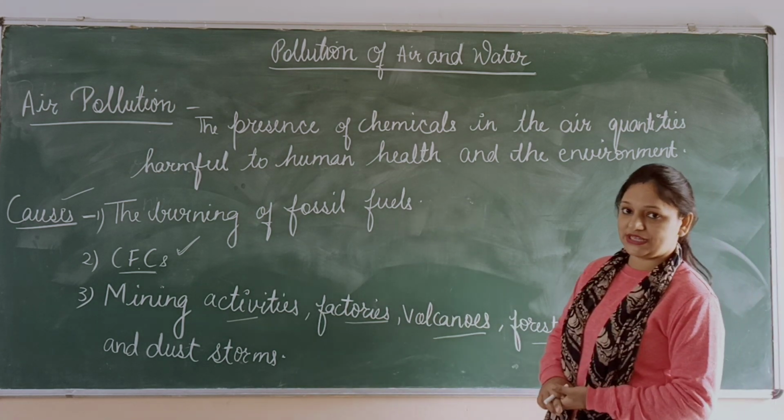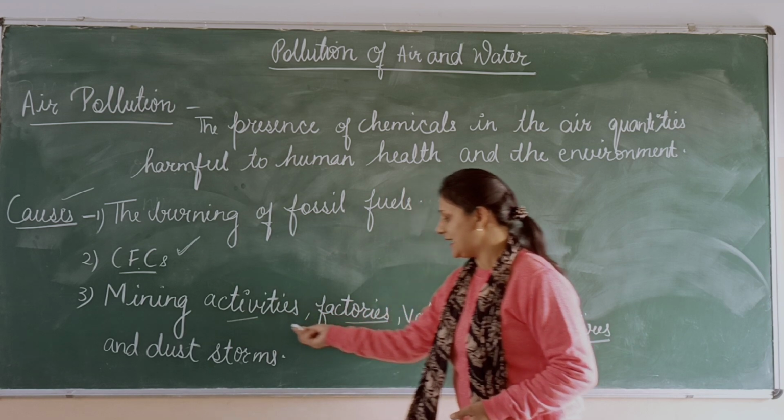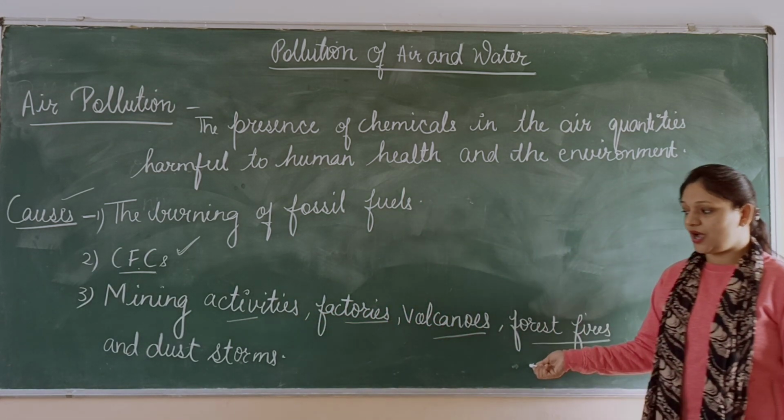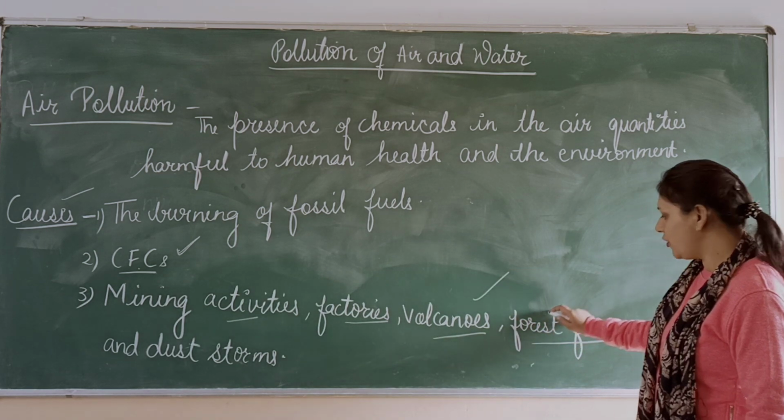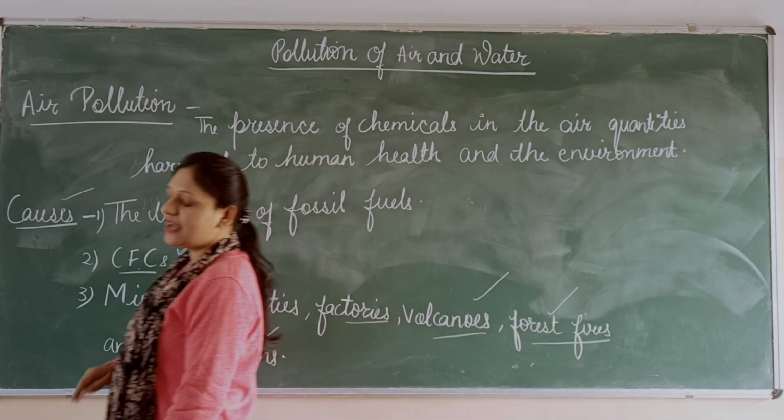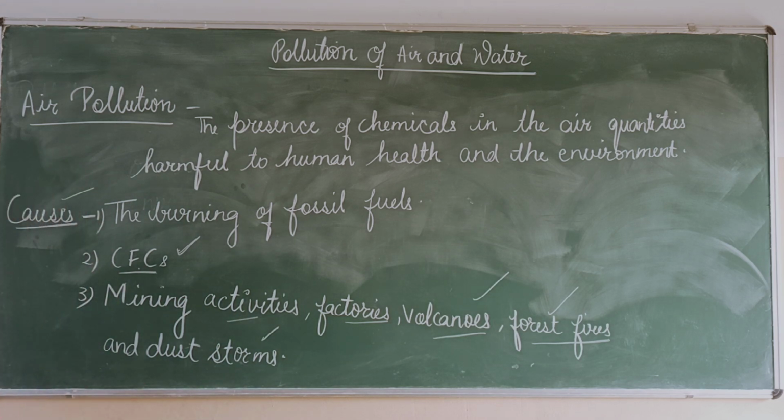Students, now who is going to tell me, out of these activities in point number 3, which are the natural causes of air pollution? Now you have to identify the natural causes. So who is going to tell me? Right, it will be volcanoes, forest fire and dust storm. They are the natural causes of air pollution. And the man-made causes will be mining activities, factories, release of CFCs and the burning of fossil fuel. So this is about the causes of air pollution.